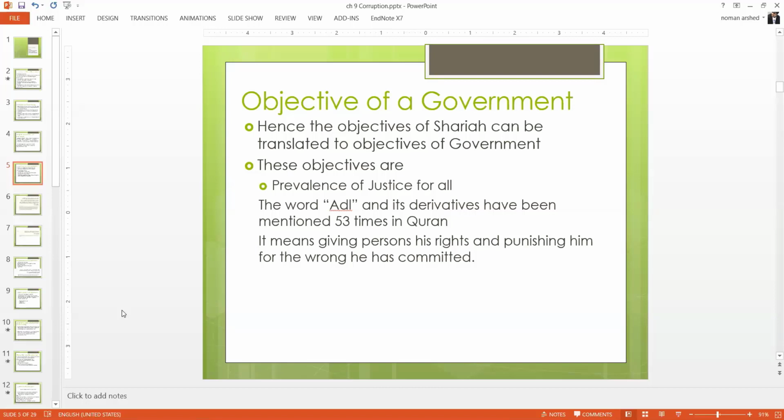The word adl, which means justice, and its derivatives have been mentioned 53 times in Quran Majid. So Quran Majid has discussed following justice or adl 53 times. It means it's very important. It means giving a person his rights and punishing him for the wrong he has committed. So if there is a wrong done to an individual, give him his rights, and if the person has done wrong things, there should be a prosecution, and we should punish him appropriately. So justice is the first objective of the government.